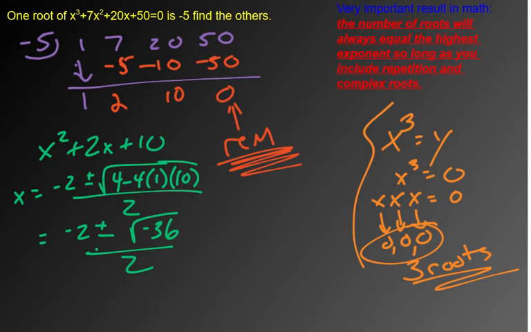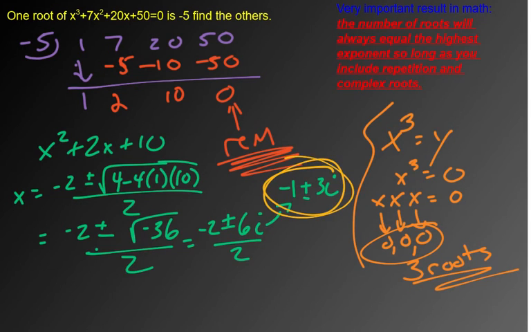And so this one's fairly nice because you just get plus or minus 6i over 2, which you can even go one step further on. You can get negative 1 plus 3i, or actually, no reason to do that. So we'll just do it like that, plus or minus 3i. And that's it. So you've got these two roots, and then you've got this root, right?